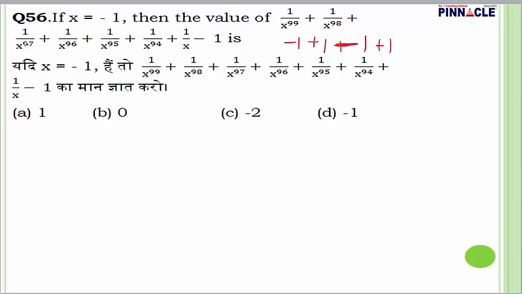We are writing when the power is odd, then minus 1, because minus 1 into minus 1 into minus 1 should be equal to minus 1. And again this minus 1, then plus, then minus and minus 1. So it will cancel like this. We will have minus 1 and minus 1, that is minus 2. C should be the answer.